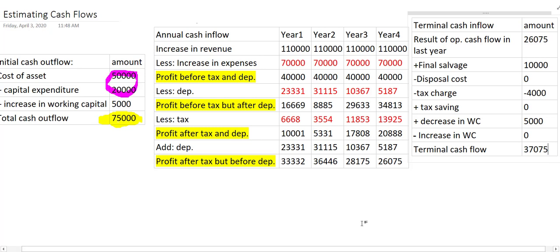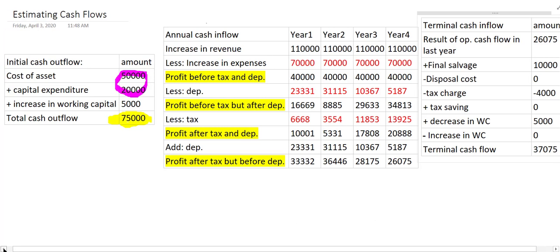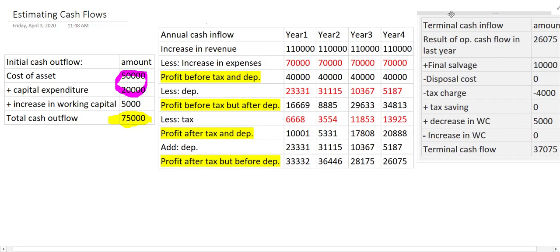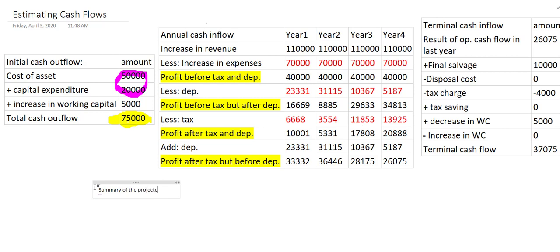Now, in order to summarize the project, let us go in this way. Let me summarize the project. Let me give a proper spacing here. Now it is fine. You can see everything. Now let me summarize. Mention summary of the projected cash inflow and outflow.